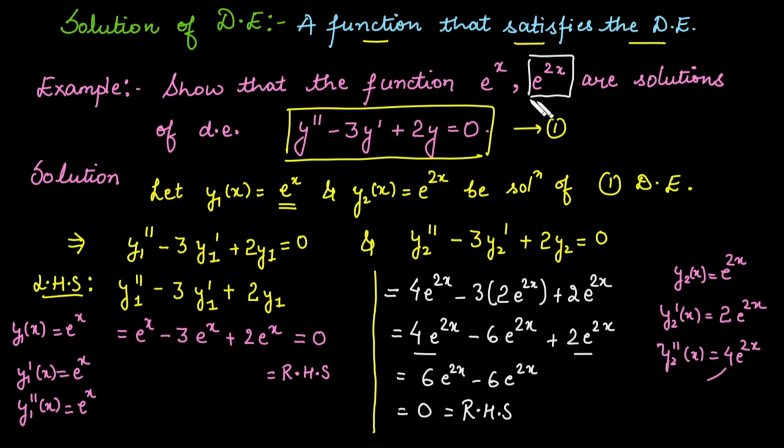Moreover, you can check that these two functions are linearly independent. Now, how will you observe that they are linearly independent? One, you can directly check from the definition, and second, we can use the concept of Wronskians.